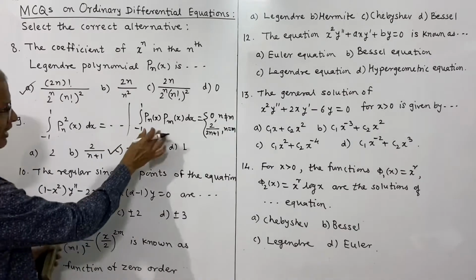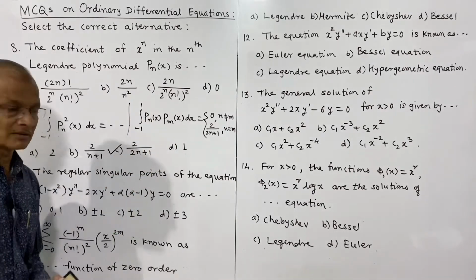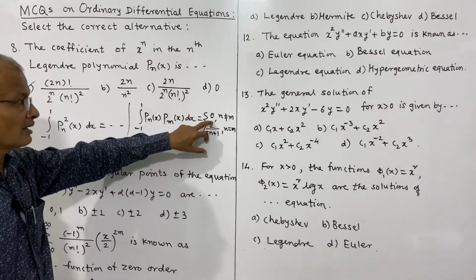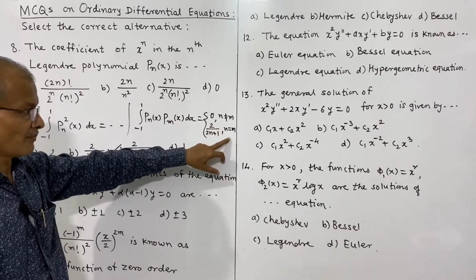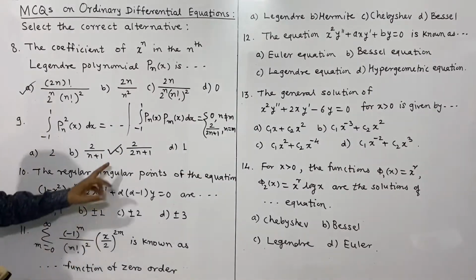And you should remember also this, that is Pn into Pm integral. It is integrated between -1 to +1 with respect to x. Then the integral value is 0 if n is not equal to m. And if n is equal to m, it is 2 divided by 2n plus 1. So this is the answer.